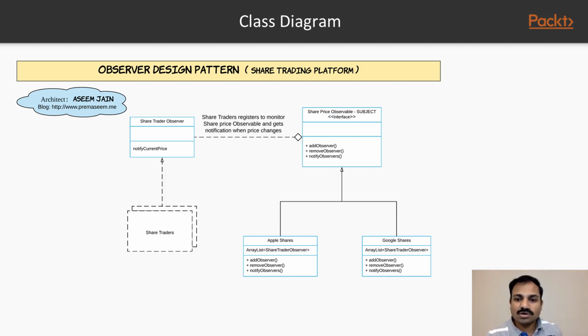Here we have the concrete subject implementations or subclasses, which are Apple share and Google share. So indirectly you can assume that Asim wants to watch Apple, Karthik wants to watch Google, and Donald Trump wants to watch Microsoft, let's say. Those kinds of traders will be added in the list, and whenever the subject changes, it will call the notify observers method, and then it will notify all these share traders, which are observers.